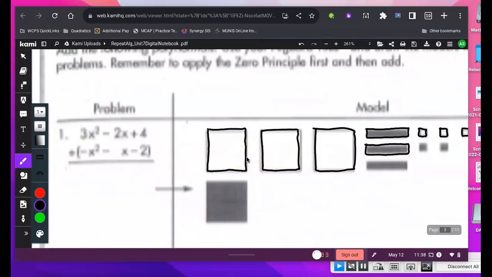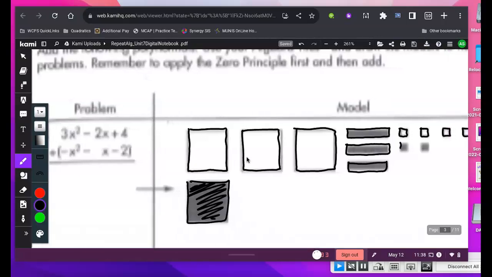Second polynomial says negative 1x to the second power. So that's why they have one of these and it's shaded in because that's the negative 1x to the second power. And then they have minus x, so they have another one that's shaded in. And then they have minus 2, so they have 2 of the little shaded in ones. Okay, so all the ones that are shaded in, those are negatives.